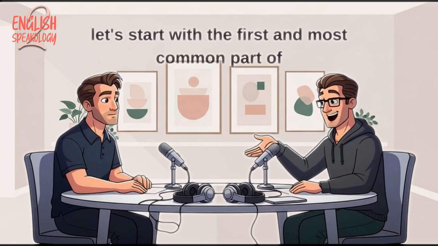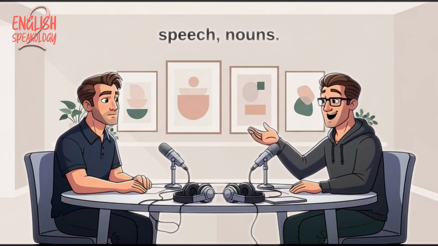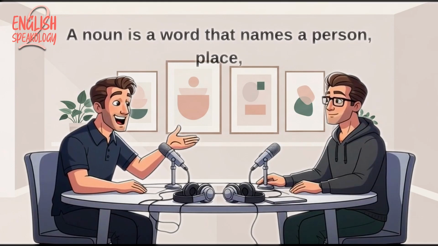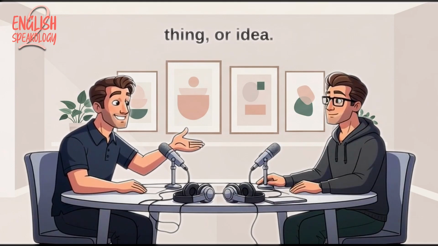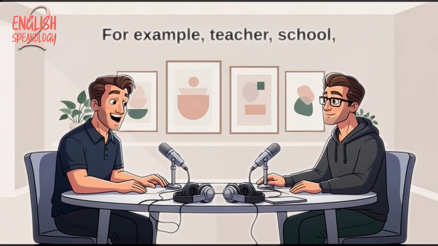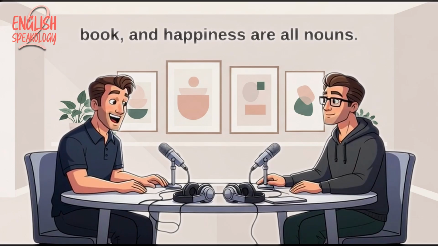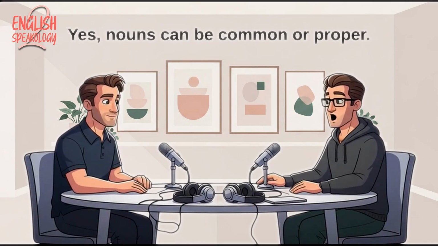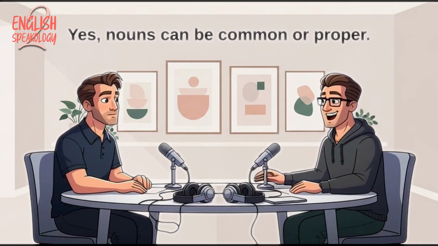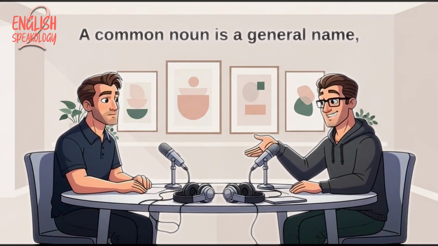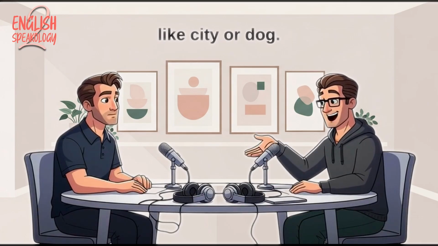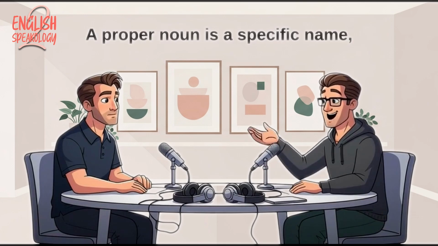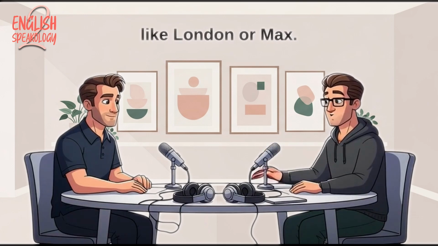So, let's start with the first and most common part of speech, nouns. A noun is a word that names a person, place, thing, or idea. For example, teacher, school, book, and happiness are all nouns. Yes, nouns can be common or proper. A common noun is a general name, like city or dog. A proper noun is a specific name, like London or Max.